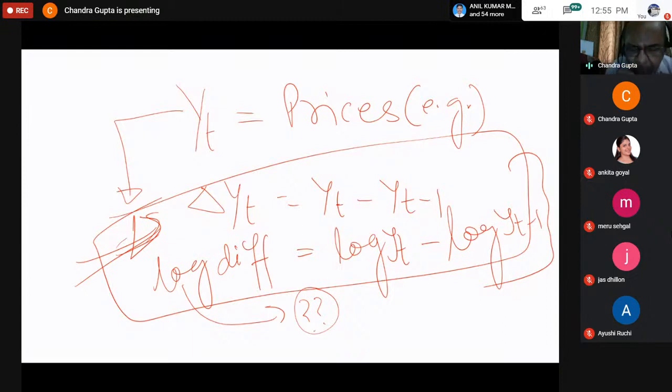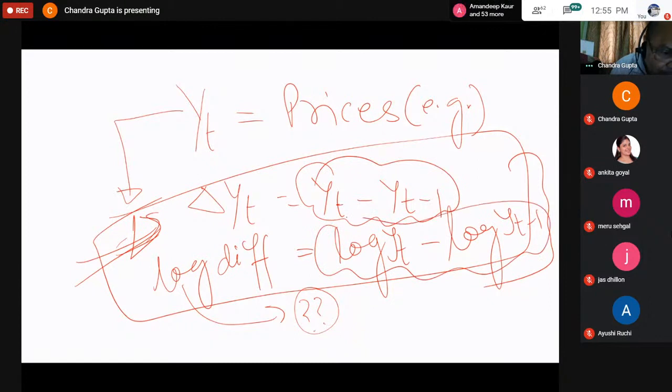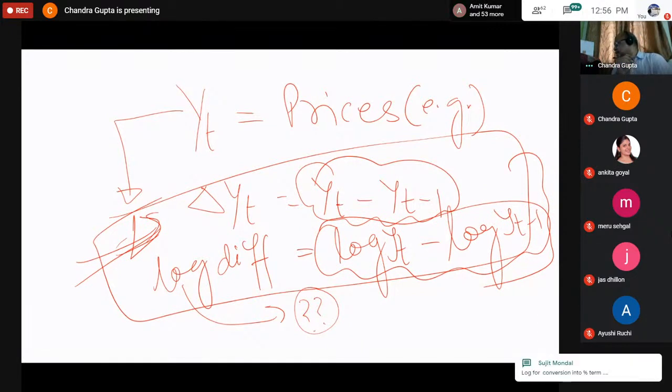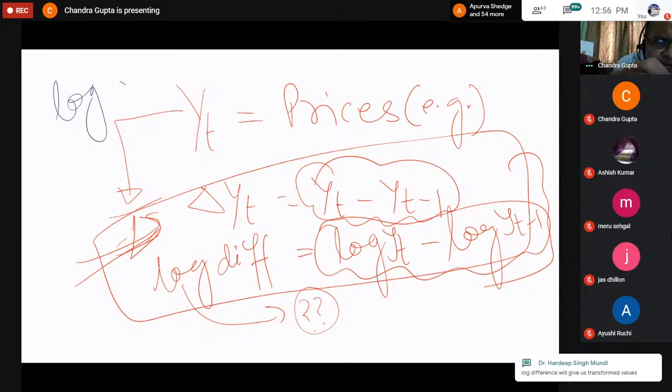Hardeep, my question is to make a series stationary, I need a difference. And the issue is should you take a simple difference like this? Or should you take a log difference like this? That's my question. And other people, Sujit, Mandeep, they are saying we should take a log difference. But the question is, why log difference? Anyone?